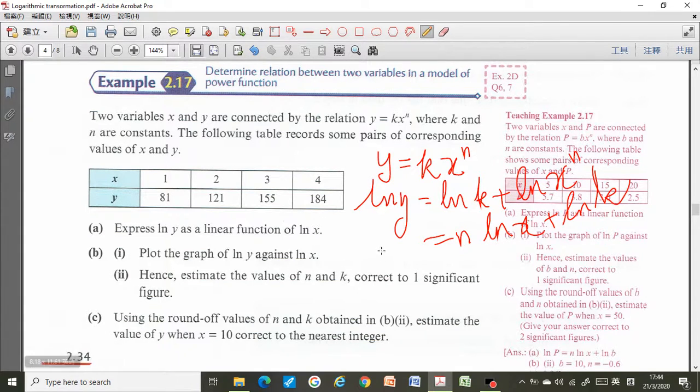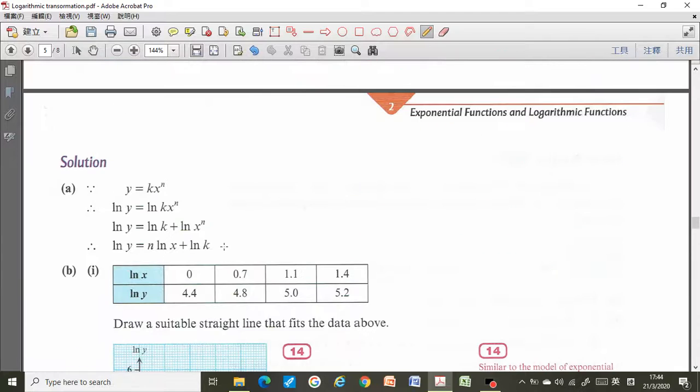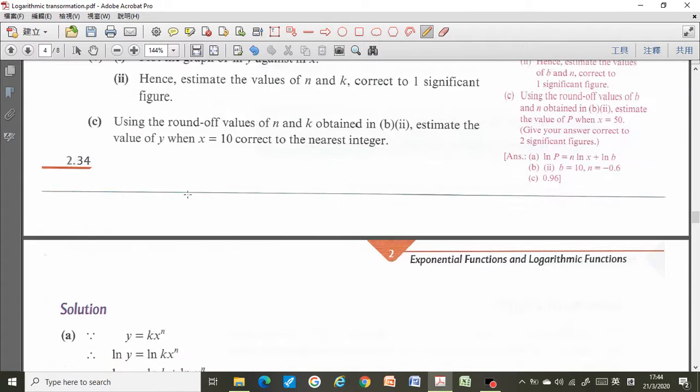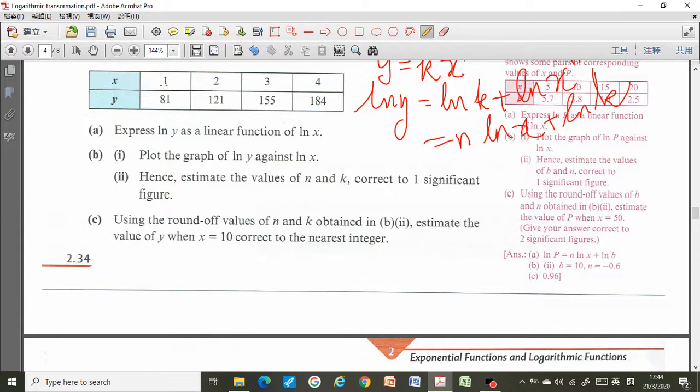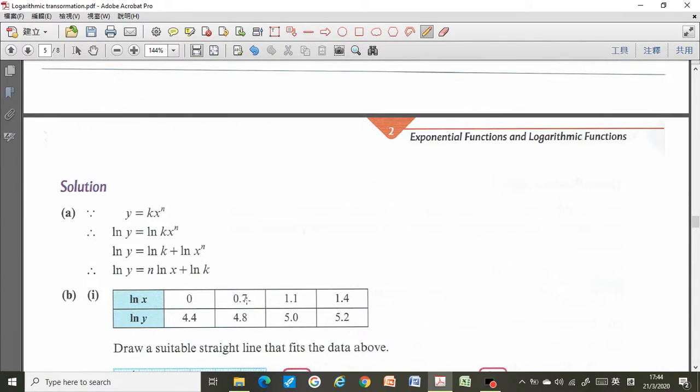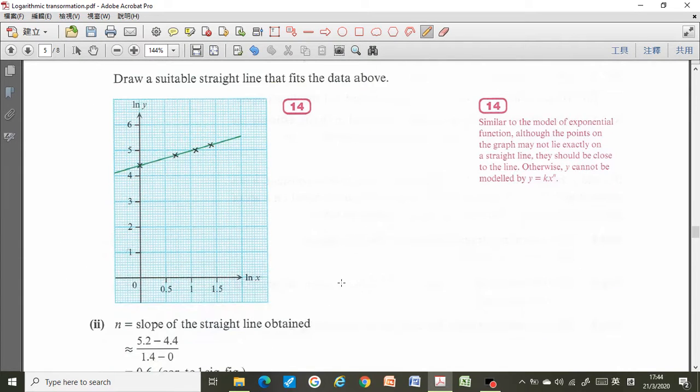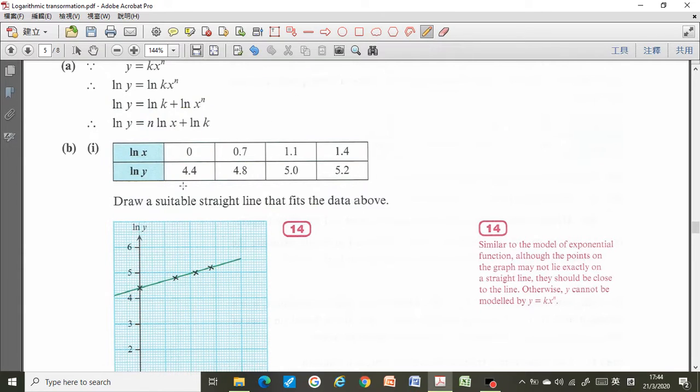So you will create another table. One is the log x, one is the log y. So you will find the expression like this. Log x is 0. Why? When taking log 1, it is 0. Log 2 is 0.7, log 3 is 1.1, and log 4 is 1.4. Why do we take one decimal place here? Because here it is approximate, okay? And for the y, you have it correct to one decimal place.